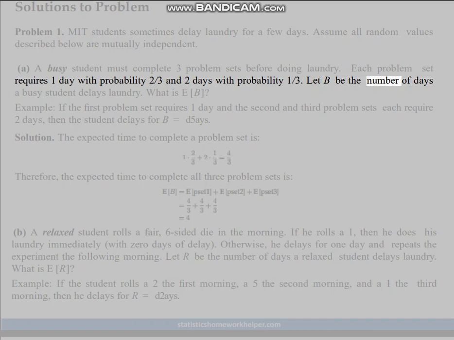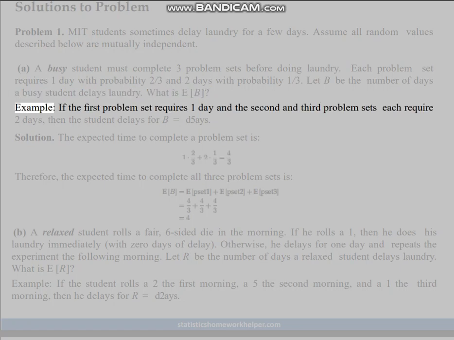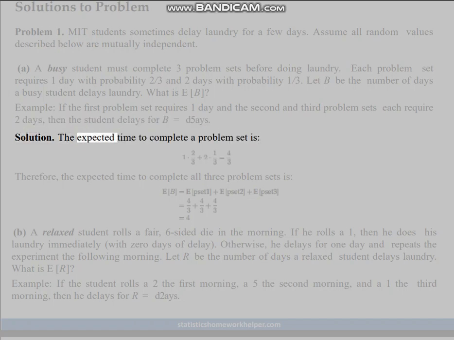Let B be the number of days a busy student delays laundry. What is E[B]? Example: if the first problem set requires 1 day and the second and third problem sets each require 2 days, then the student delays for B = 5 days. Solution. The expected time to complete a problem set is. Therefore, the expected time to complete all 3 problem sets is.